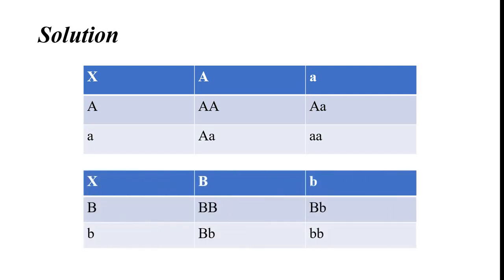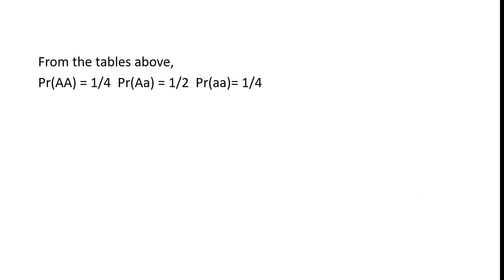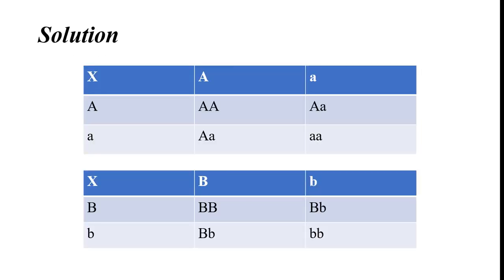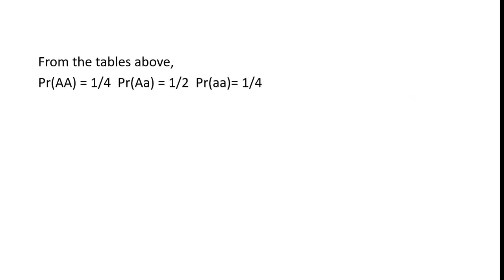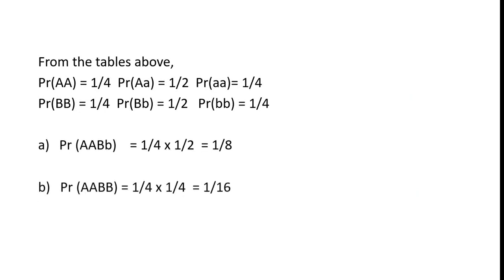Then you calculate the individual probabilities for all these genotypes. So for the probability of capital A from the table, we only have one of them out of the total 4 outcomes. So that becomes 1 over 4. Then it continues as we did for monohybrid. And it's clear that everyone will be able to do this.